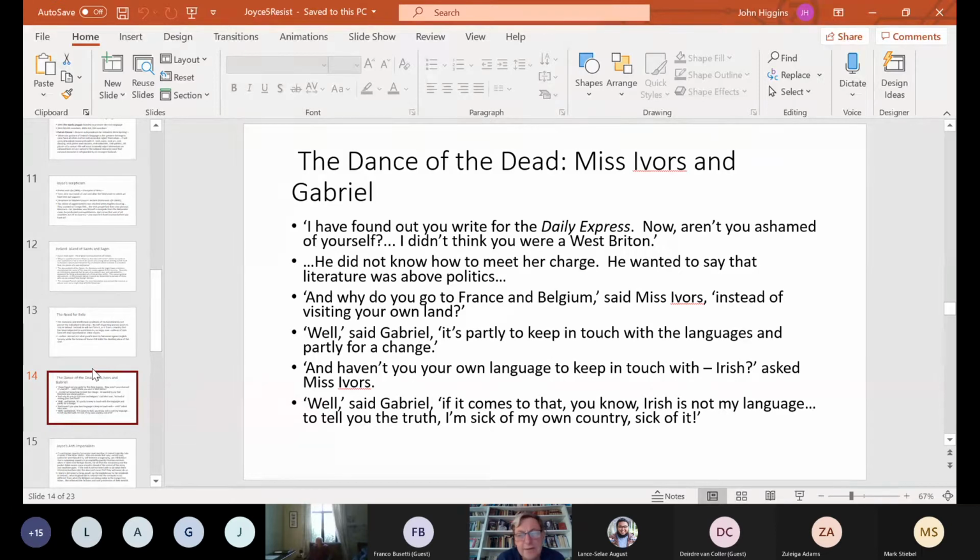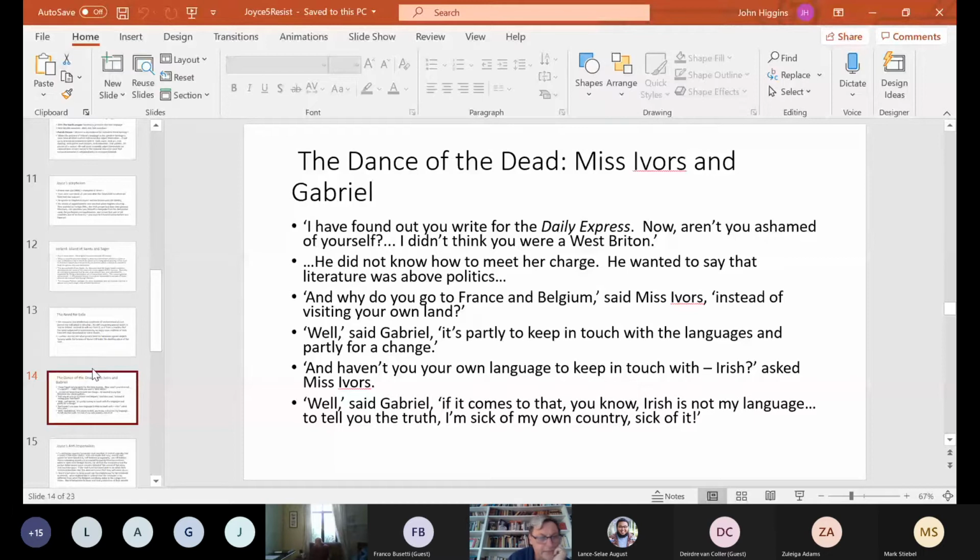"And why do you go to France and Belgium in your holidays, instead of visiting your own land?" "Well," said Gabriel, "it's partly to keep in touch with the languages and partly for a change." "And haven't you your own language to keep in touch with?" "Irish," asked Miss Ivors. "Well," said Gabriel, "if it comes to that, you know, Irish is not my language, to tell you the truth. To tell you the truth, I'm sick of my own country, sick of it."